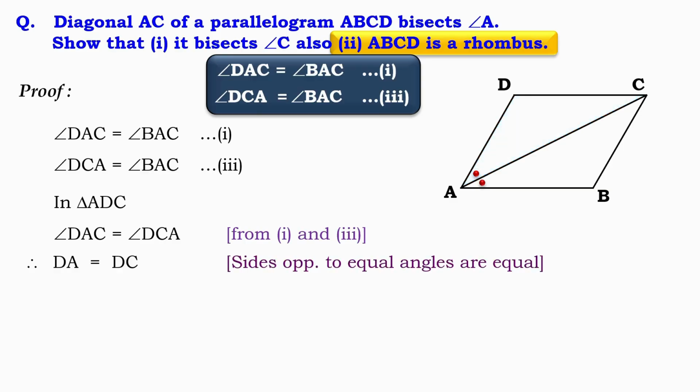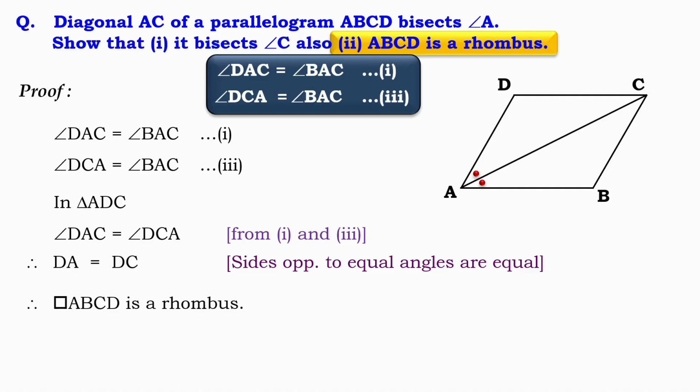So if you take a look, what happens now? Triangle ADC will become an isosceles triangle now, isn't it? Because angle DAC equals angle DCA. So that means DA equals DC, because we know that sides opposite to equal angles are always equal. Correct? So what we can prove over here is that DA equals DC.